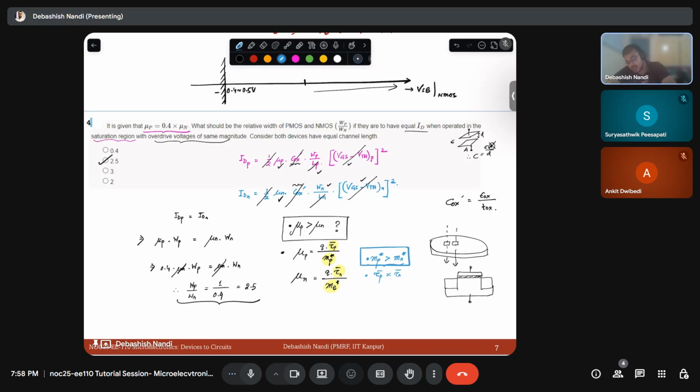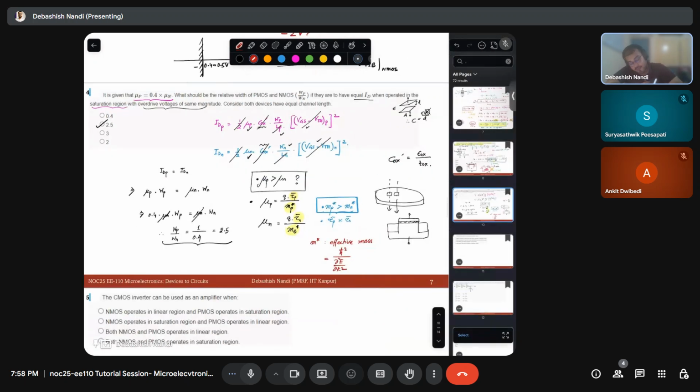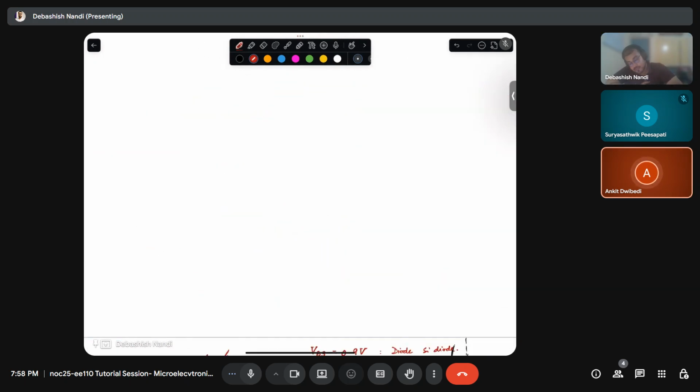What is m star? Effective mass. And what is the expression of this? h bar square over d square E by dk square. Do you know how this comes? Some concept of wave vector is involved.